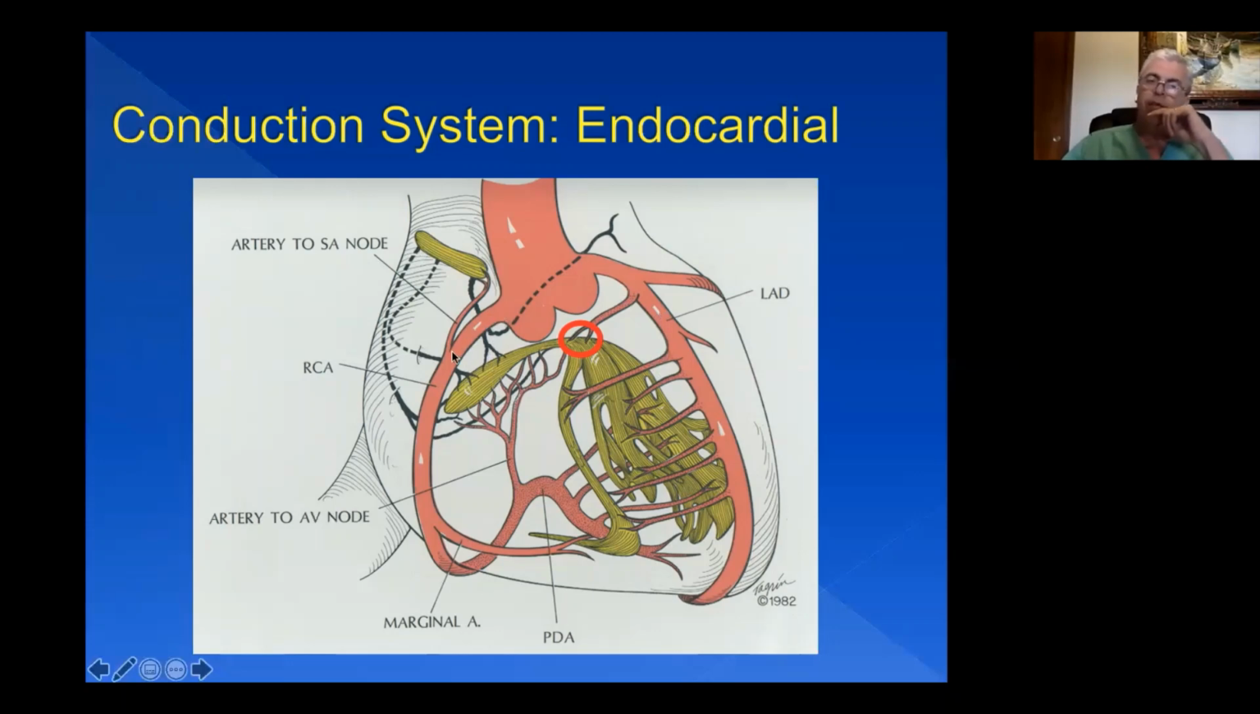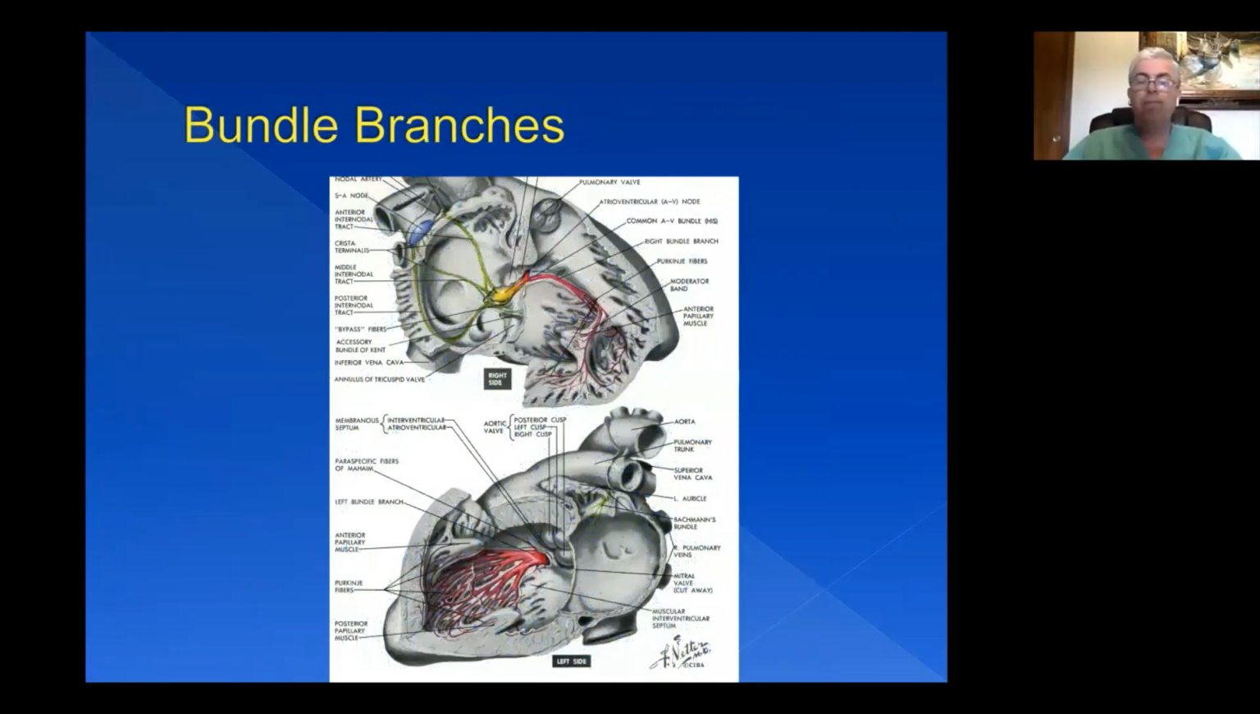If we intervene and open the artery, it is not surprising that the blood supply would resume and conduction would return, and you may not need to put a permanent pacemaker in place. This is just something I want to highlight before going further with the electrical system.